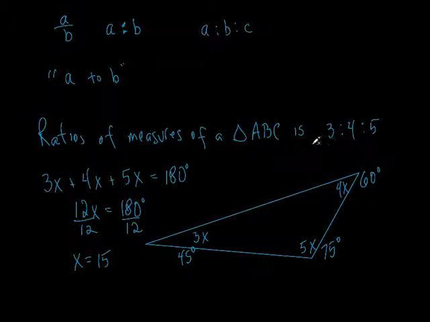Now, again, watch. The ratio is 3 to 4 to 5. What were the actual angles? It was 45 to what? To 60 to what? 75. Now, what do all 3 of these have in common?